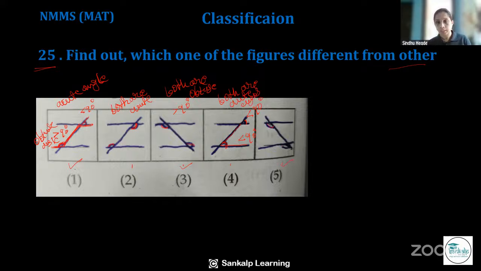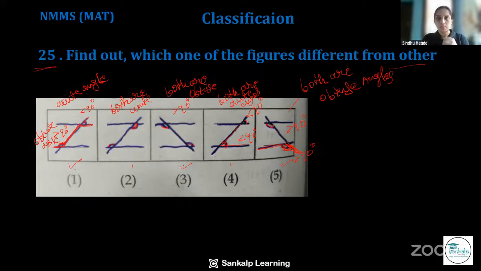Then come to image 5. One angle is formed here and another one is here. So just imagine the angle measurement. We can see both the angles are greater than 90 degrees. This is greater than 90 and this one is also greater than 90. So when both the angles are greater than 90, both are considered obtuse angles.